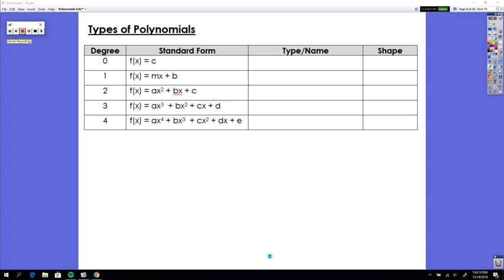Now moving on to our types of polynomials. So when you have a degree of 0, which means that f of x is just equal to some kind of constant, some kind of number, this type of polynomial is a constant. And the shape is just a horizontal line. If your polynomial has a degree of 1, we know what this formula looks like. It's our y equals mx plus b formula, so this is linear, which means it's a line that's not horizontal.